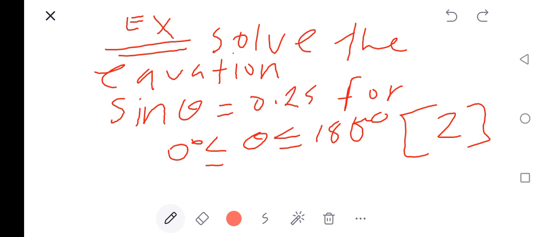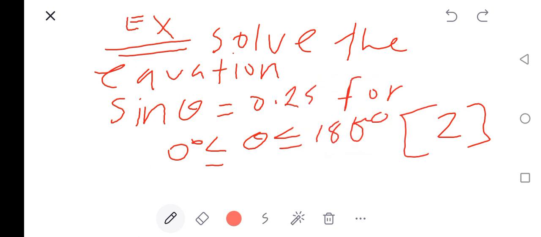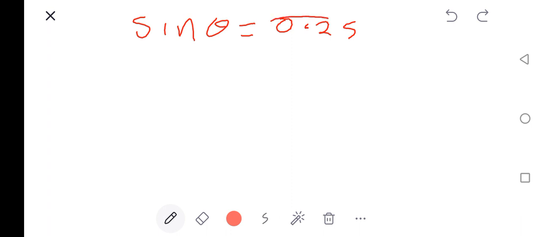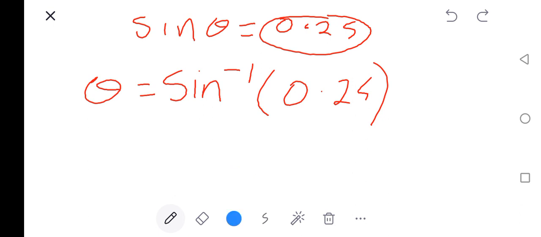Have we done that? First, they have given us sine theta is equal to 0.25. We need to change this into an angle. So I want you to press shift on your calculator. You need to find the sine inverse. It should appear something like this on your calculator.